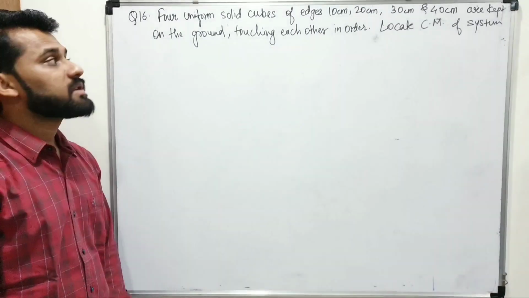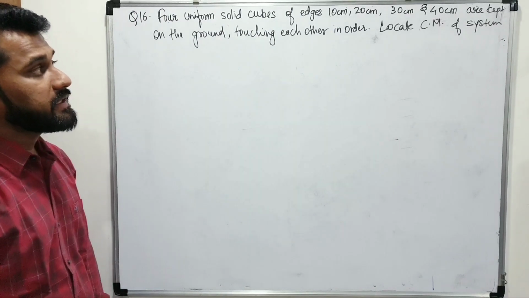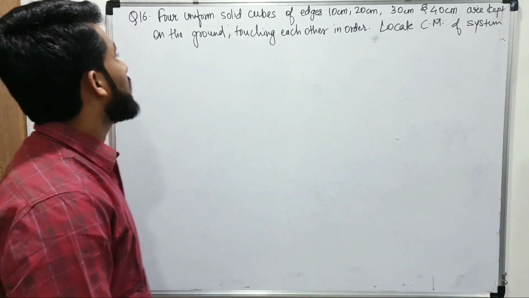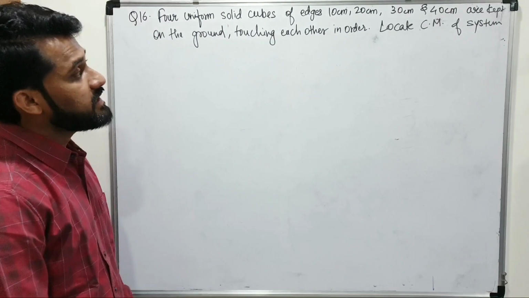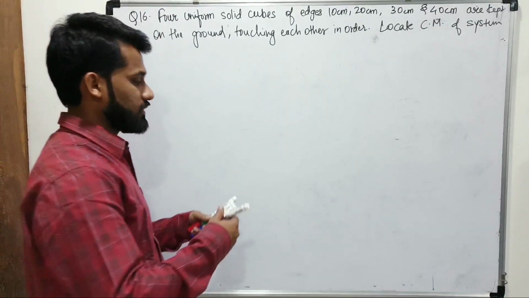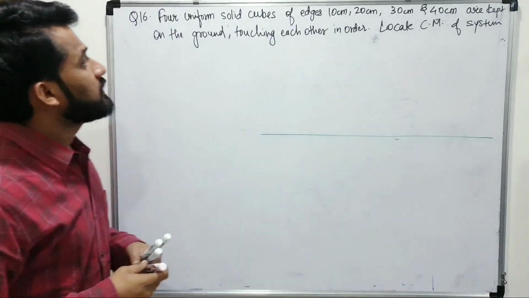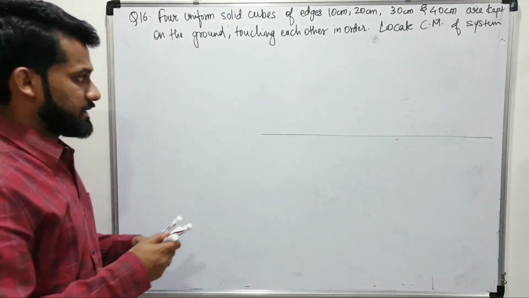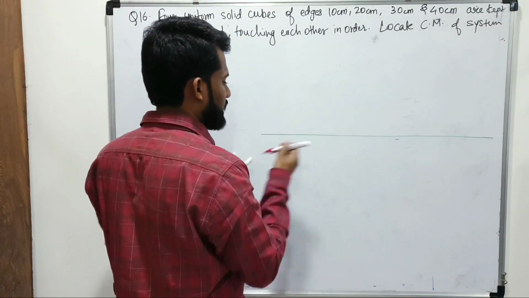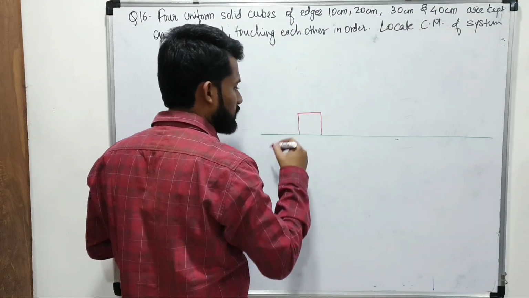4 uniform solid cubes of edge lengths 10, 20, 30 and 40 centimeters are kept on the ground touching each other. Locate the center of mass of the system. So on horizontal ground level, 4 solid cubes are placed. So from the front view, you can observe it. It will appear as squares. So this is the first cube.